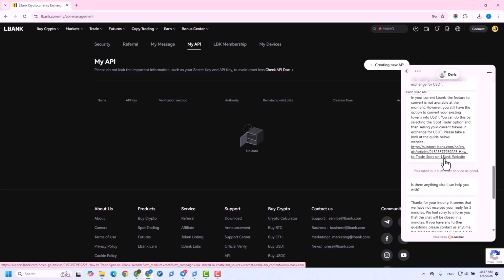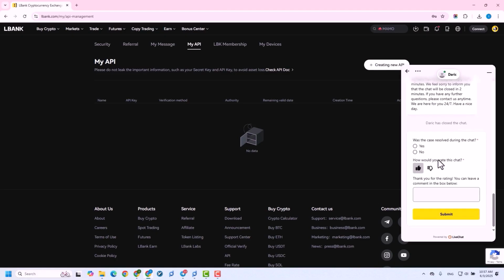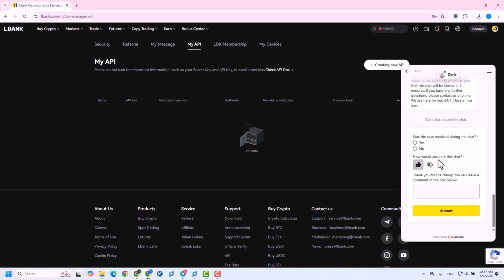The support representative also provided us with a relevant guide link so you can see the exact steps of the process. In general, always use the live chat section for quick questions or technical issues, because the combination of initial responses by the bot and the option to connect to a human support agent provides a fast and practical solution. And after the chat ends, if you have any feedback, you can enter your opinion in this section and submit it by clicking the Submit button.